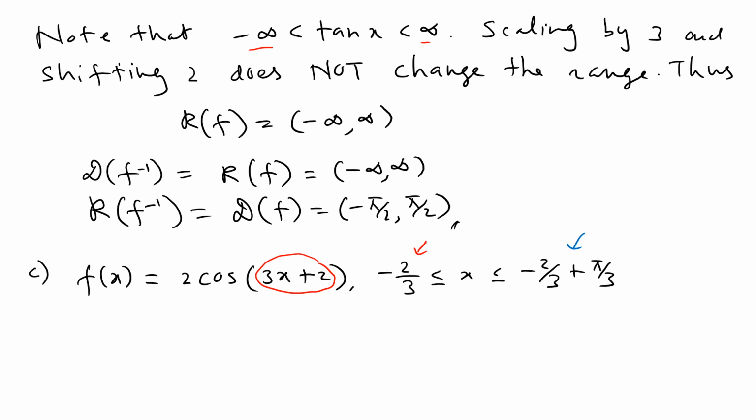So we can see that. If you look at the graph, it kind of looks like this. This is a little complicated graph. The starting value is negative 2/3, and when you plug in negative 2/3, 2x plus 2 is going to be 0. That means cosine 0 is 1. Because you multiply by 2, it's going to be 2. Starting value is 2.